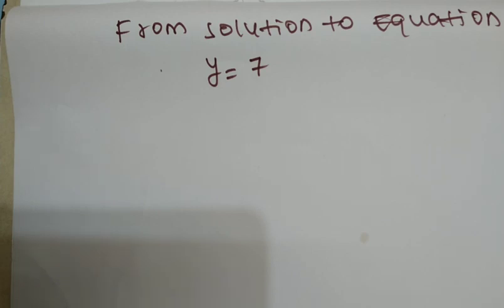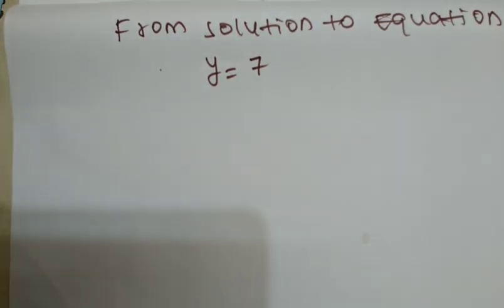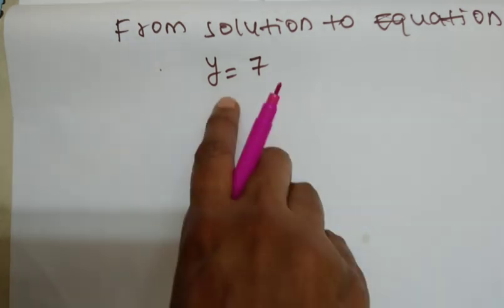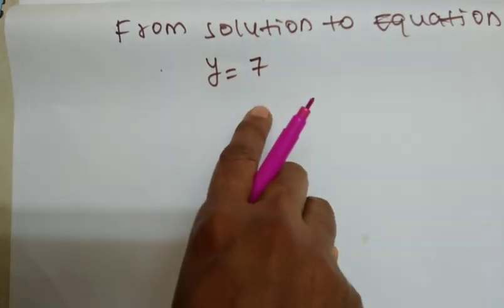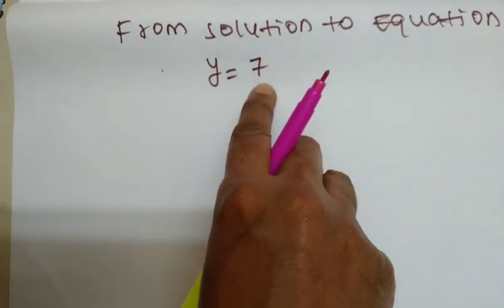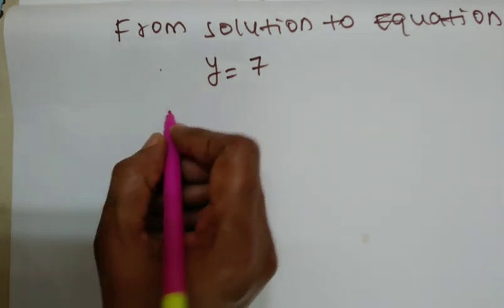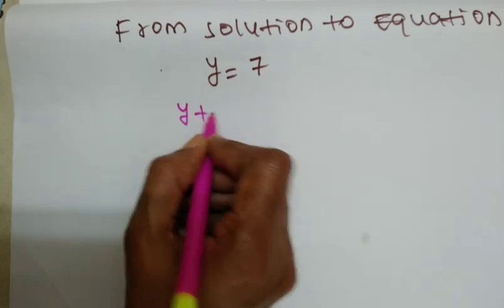Let us see which equations 7 satisfies. You have to find the equation whose solution is 7. So for that, what we'll do is add 2 to both sides. If you want, you can add.